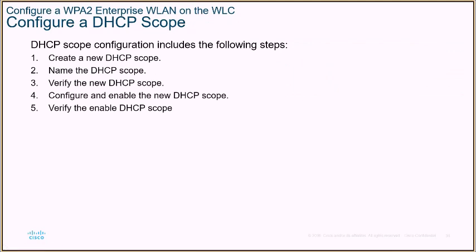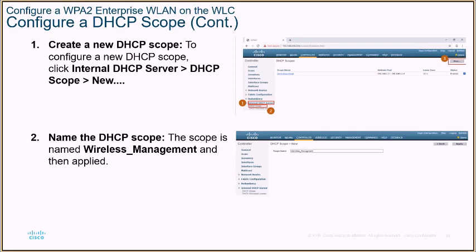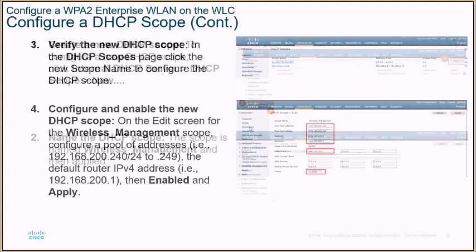So, of course, you need to have a DHCP scope. You need to name that scope. You have to verify that it's working. And then you configure and enable it. And then you verify. So, you can, of course, create a new DHCP scope. Name it. And, of course, they're calling it wireless management.